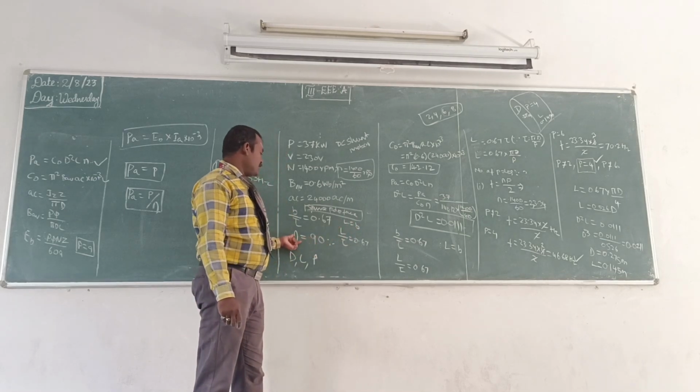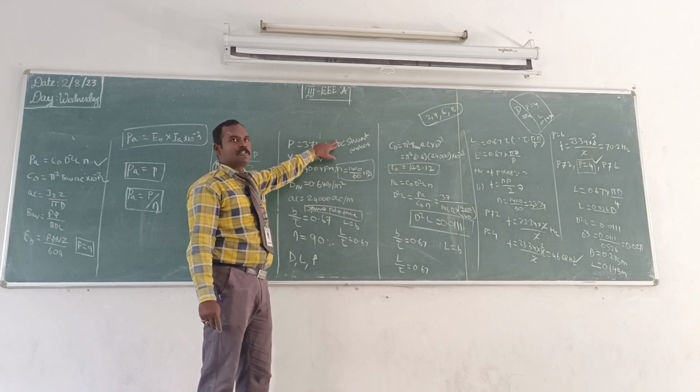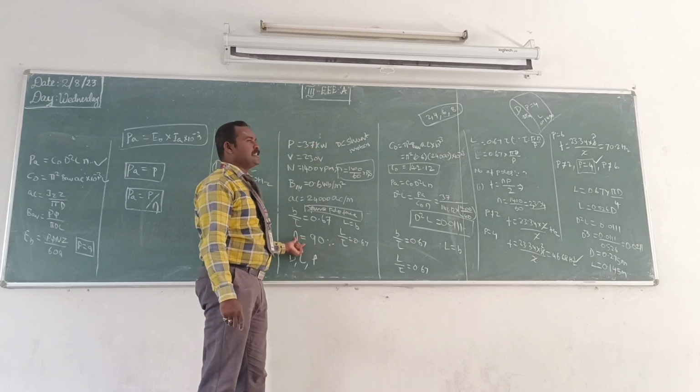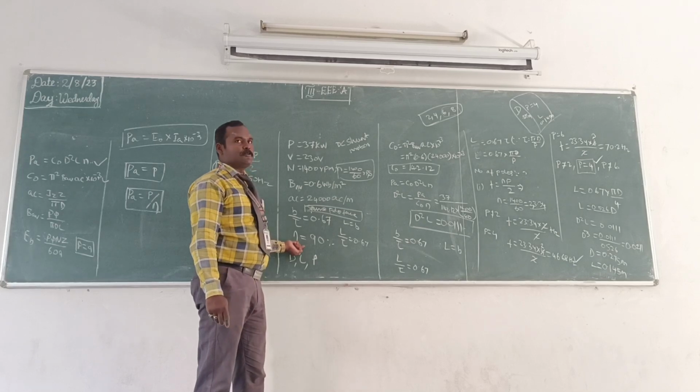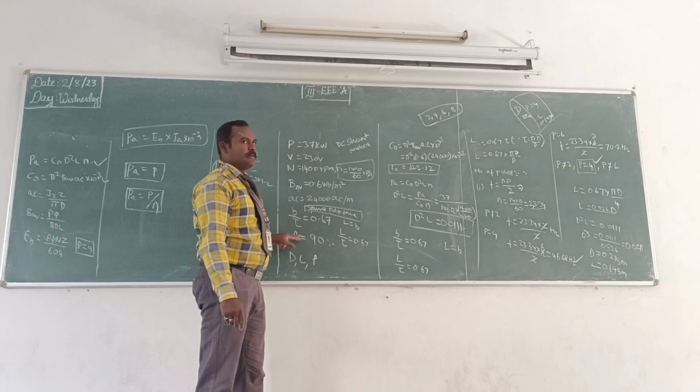And the efficiency is given, but here they are asking you to design for the DC shunt motor, and they have additionally given the efficiency. Okay, so you don't get any confusion. For the generator only we use the efficiency, but in the motor we never use the efficiency, though they have given it additionally. Okay.